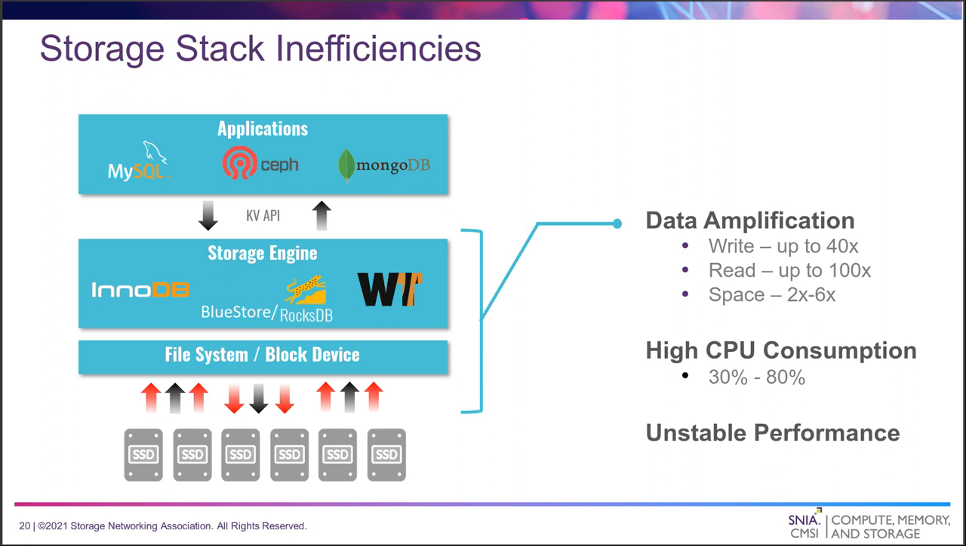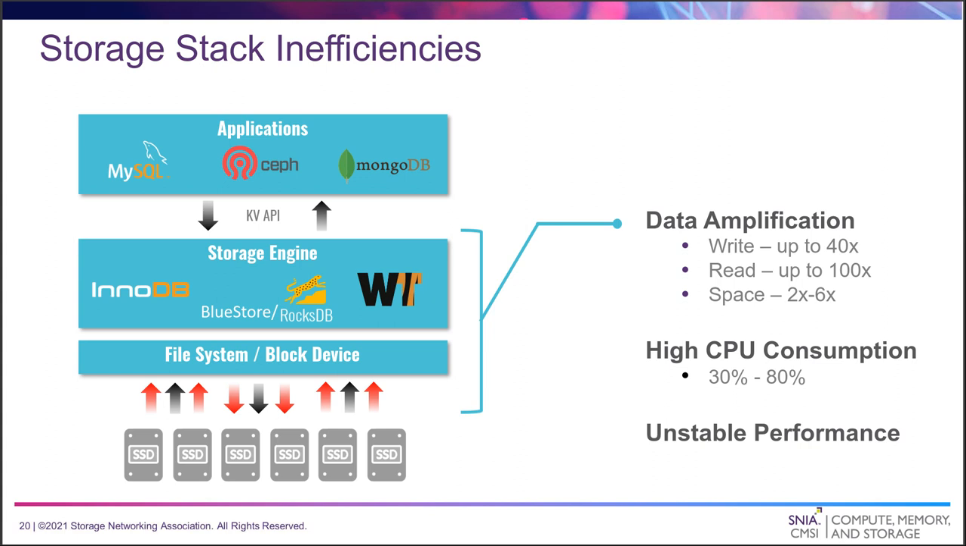So the problem that key value solves is the problem of the storage engine. Modern data storing applications, such as relational databases, NoSQL databases, distributed object storage or file systems, they have a user-facing layer that's depicted here in the top, and they use an underlying storage engine. The storage engine is a lower layer. It's responsible for managing the data on the drives. It stores the data on the drives. It retrieves it from the drives for the application. The application does not work directly with the file system or block device beneath it.